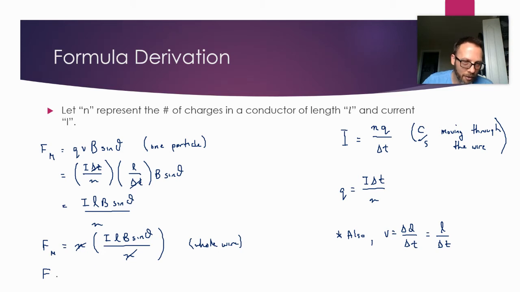The force on our conductor is F_m = ILB sine theta. So that's pretty cool. It's very structurally similar to the force on a moving charge. It depends on the current, the length of the wire, the magnetic field strength, and sine theta. Now that we've derived that formula for the force on a wire or a conductor, we can just start using it.